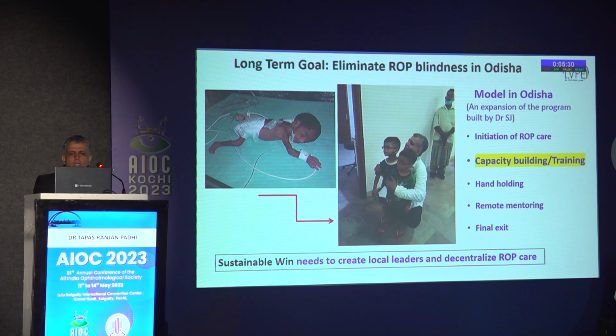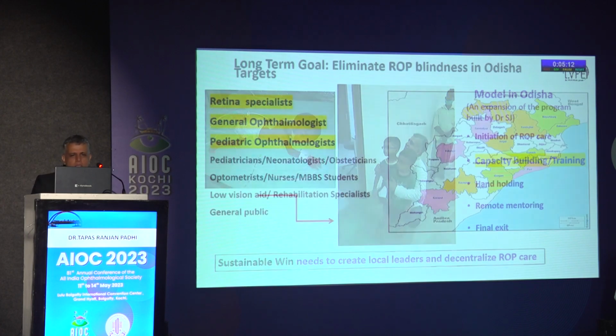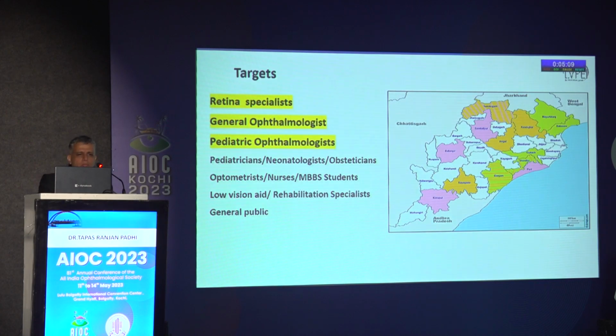Now, these are the basic parts of this model: initiate or strengthen the ROP screening, build up the capacity, which we are going to discuss, training, hand-holding once the training has happened, then remote mentoring, and final exit. This has been our plan, and we would love to have everyone aware of the need of ROP screening, like everyone knows about the polio vaccine or vaccination of their child.